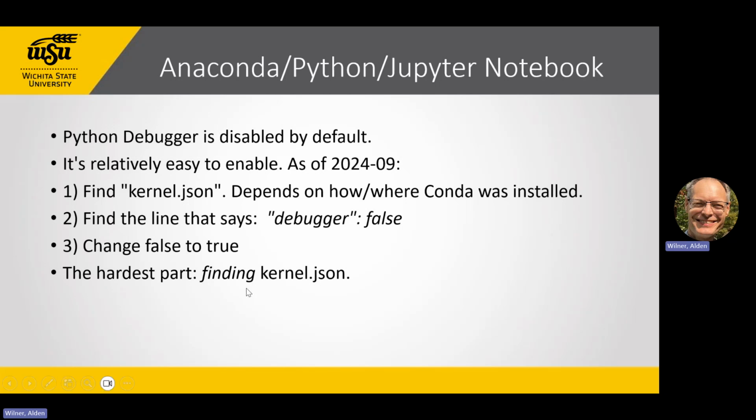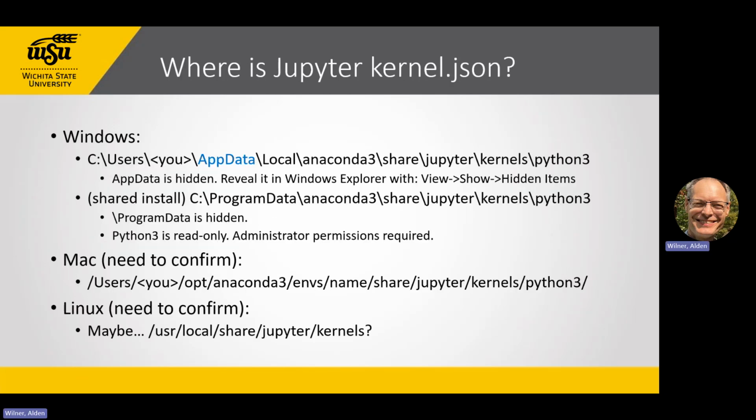The hard part is finding that file, kernel.json. If you've installed Jupyter on your laptop, your Windows box, it should be in users/your user ID/app data/local anaconda and so on, down here in Python 3. If you are on a computer like the Podium computers, where media services installed it for every user, the file actually lives in C:/program data.